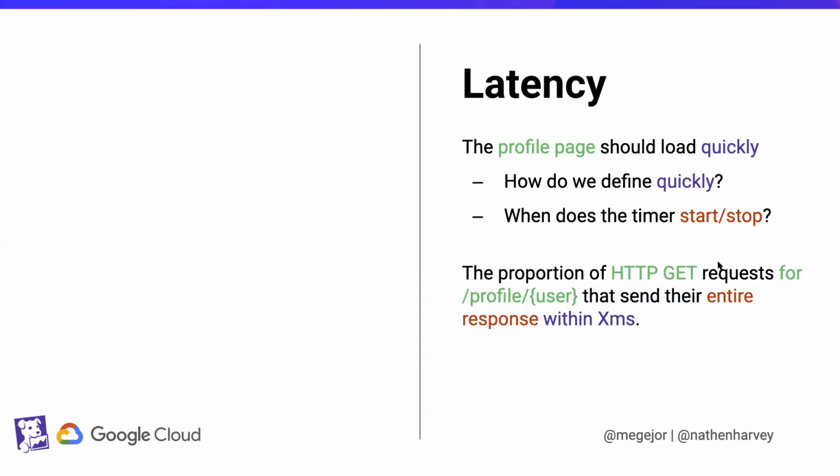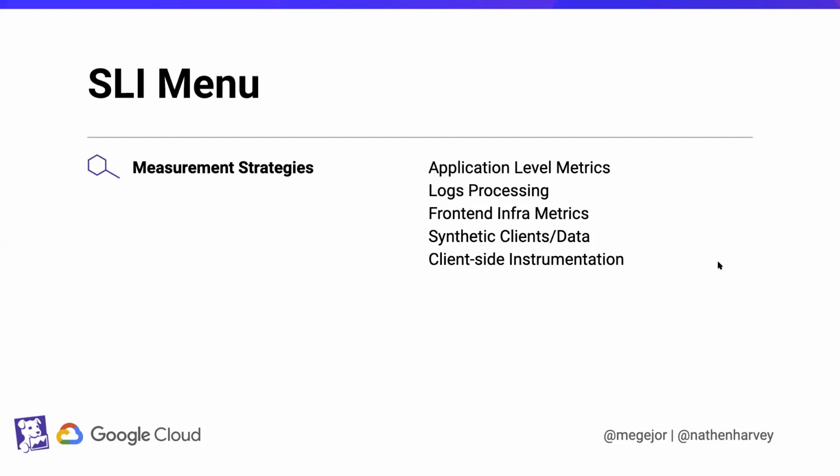So how do we define quickly? We kind of walk through this same series of refinement questions. When does it start and stop? So we'll look at the proportion of HTTP GET requests for that user where the entire response is sent back within X number of milliseconds.